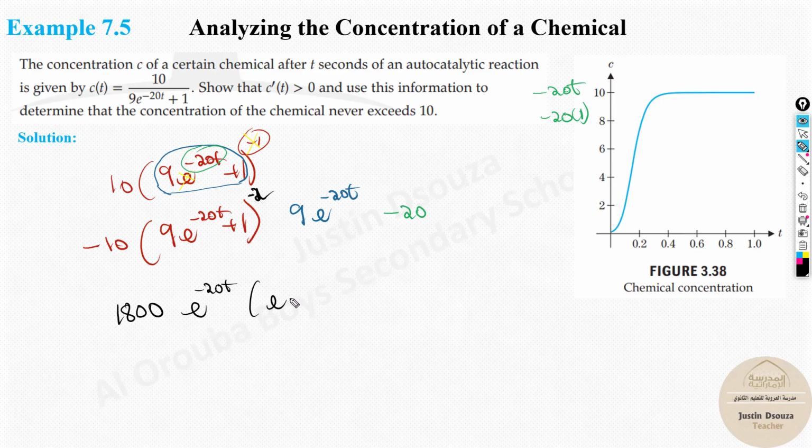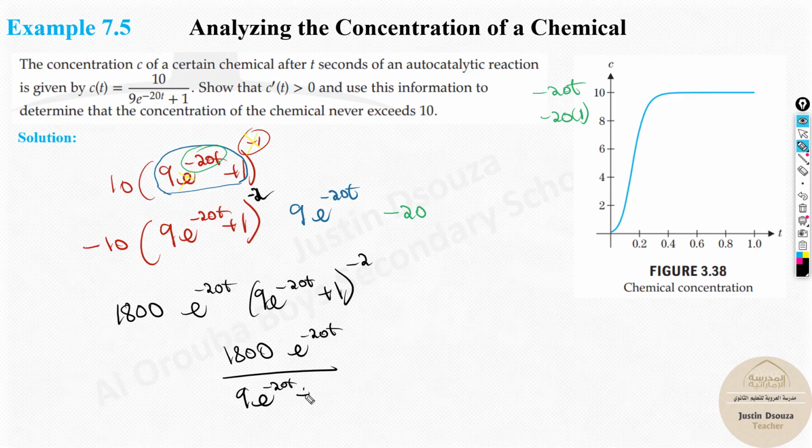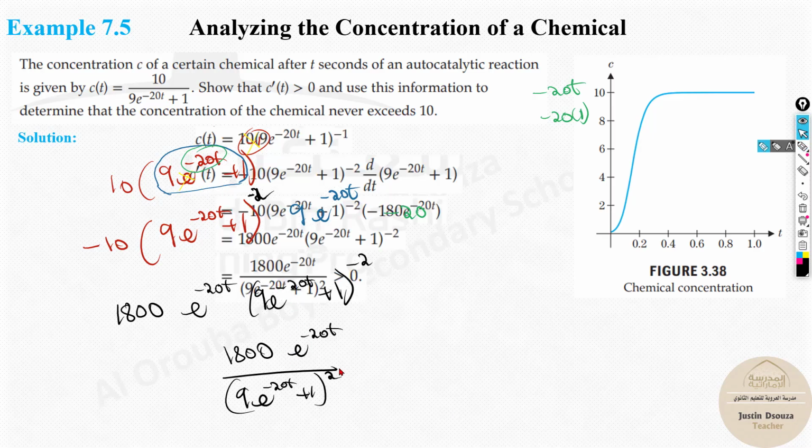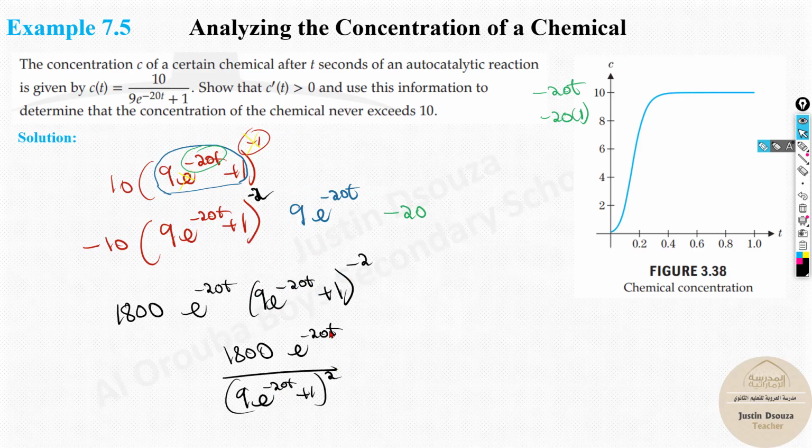And what's remaining? 9 e to the power minus 20t plus 1, the whole power minus 2. Now let me take this down. I will have above as 1800 e to the power minus 20t divided by 9 e to the power minus 20t plus 1, the whole square. Now we need to show that this is greater than 0. How do we do that? Before that, is our derivative the same? Correct? Yeah, 1800 e to the power minus 20t over 9 e to the power minus 20t plus 1, the whole square. I double check because sometimes I make silly mistakes.